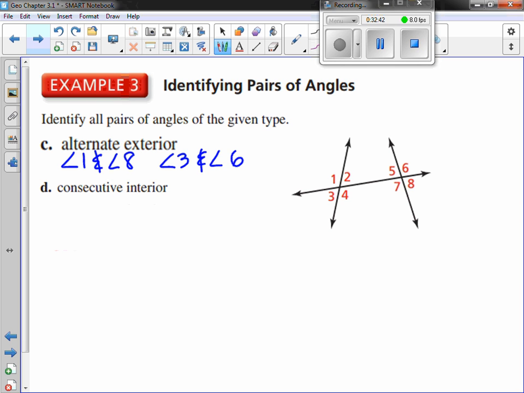Right, so consecutive would be on the same side. 2 and 5, and 4 and 7, because they're going to be on the same side of the transversal in between. Now, there's such a thing as consecutive exterior angles, which would be 1 and 5 and 3 and 8, because those work also. There's properties to them, but they'd be consecutive exterior. We're not really going to look at those in this one here.